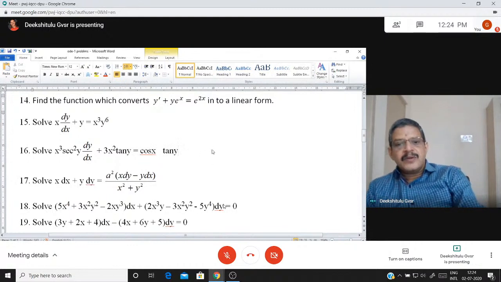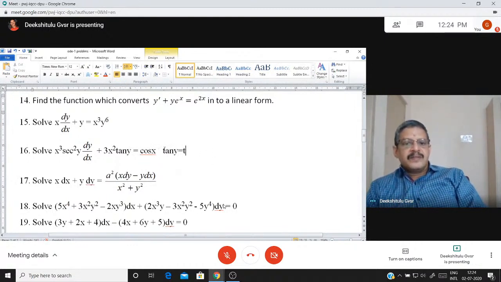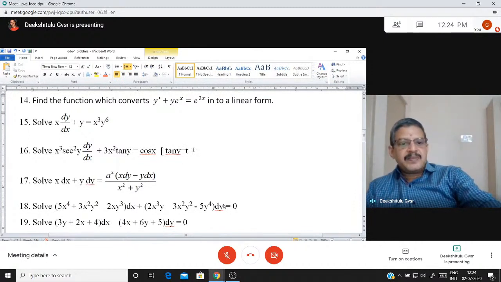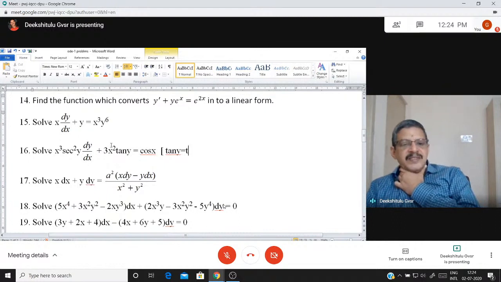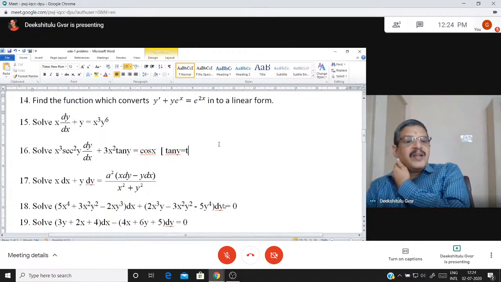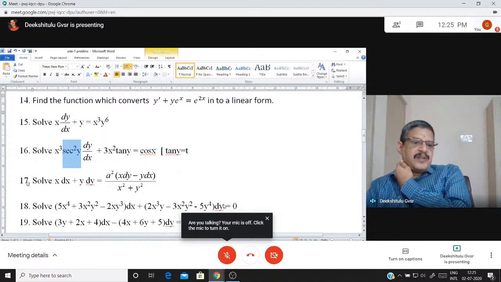Then if you put tan y is equal to t, then what happens? Secant square y dy by dx becomes dt by dx. Then the equation becomes t dash plus 3 by x into t is equal to cos x. So this is in linear form. You put tan y is equal to t, replace secant square y dy by dx by dt by dx, and tan y by t. This becomes a linear differential equation.